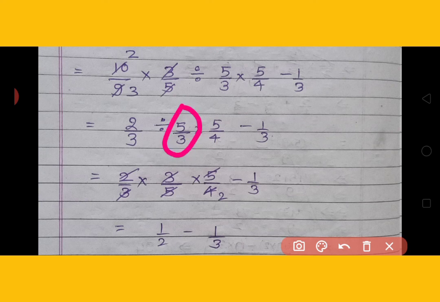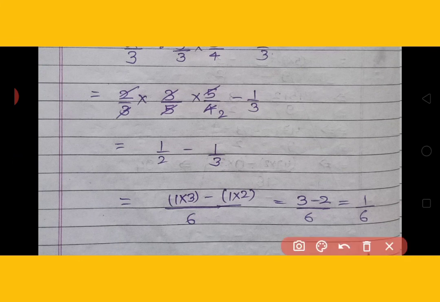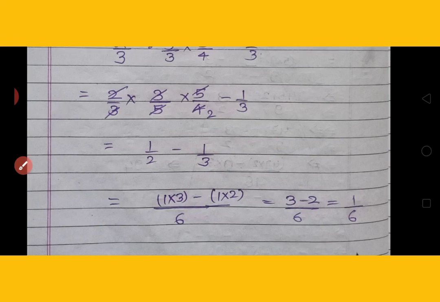So 5 by 3 changes into 3 by 5. So here 5 divided by 5, 3 divided by 3, 2 divided into 4 is 2 times, 2 2s are 4. So it remained 1 by 2 minus 1 by 3. After taking the common denominator, it became 6, 2 3s are 6, 3 1 is 3, and 3 2s are 6, 1 2 is 2. So it means 3 minus 2 upon 6, it became 1 upon 6.